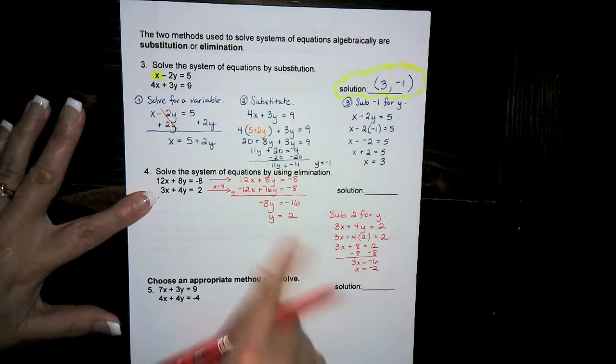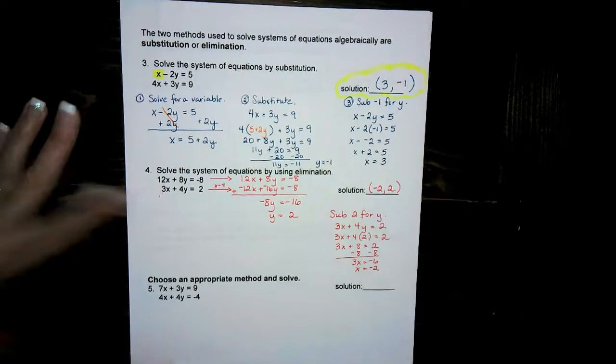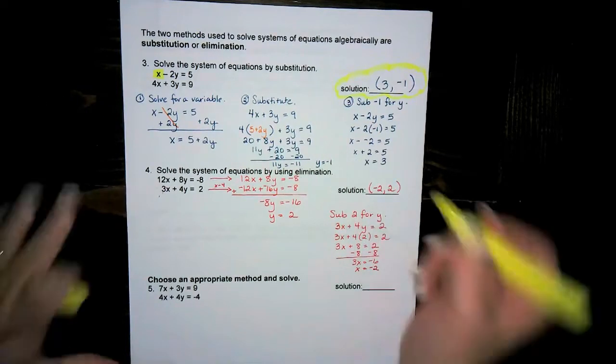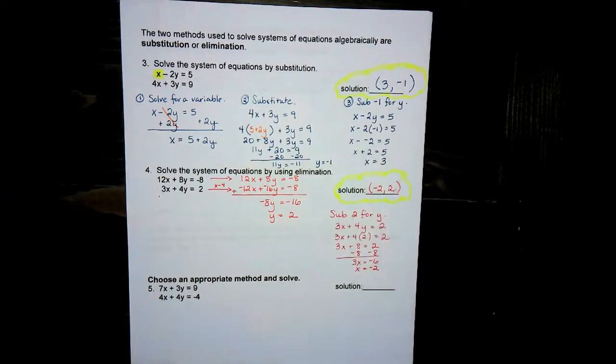Now remember, when you write your answer, you want to write them in alphabetical order, just like that. And that is our elimination method.